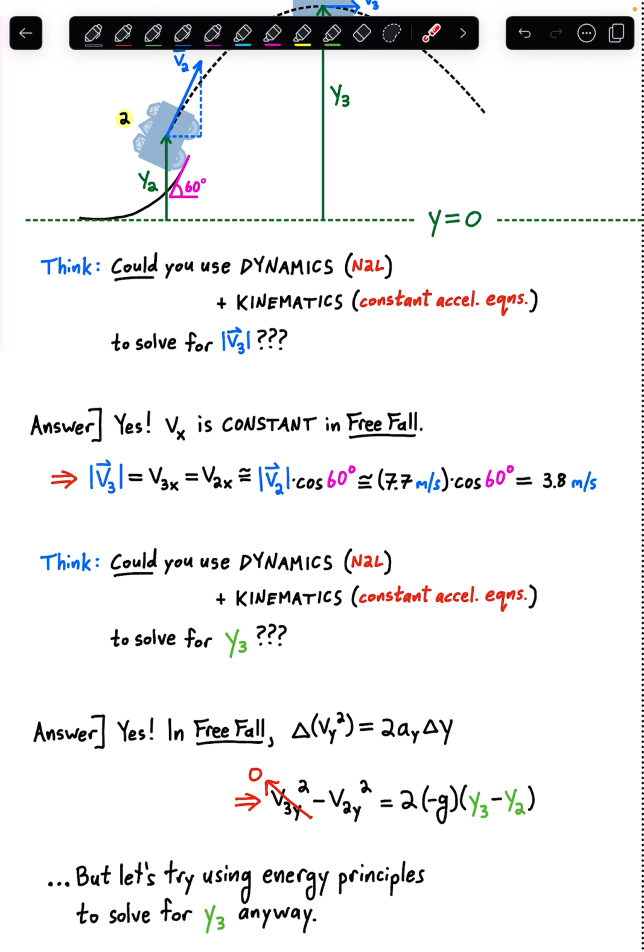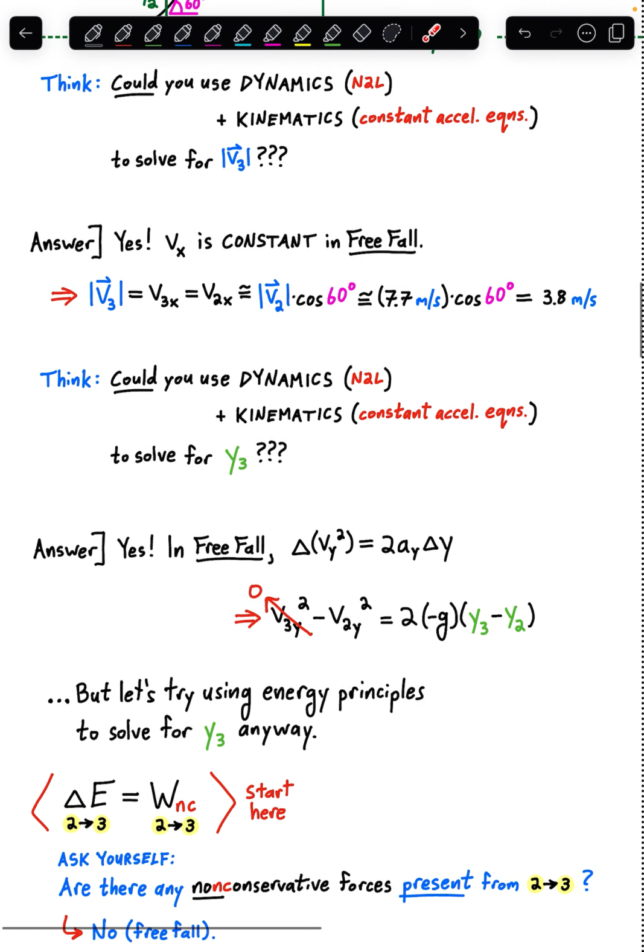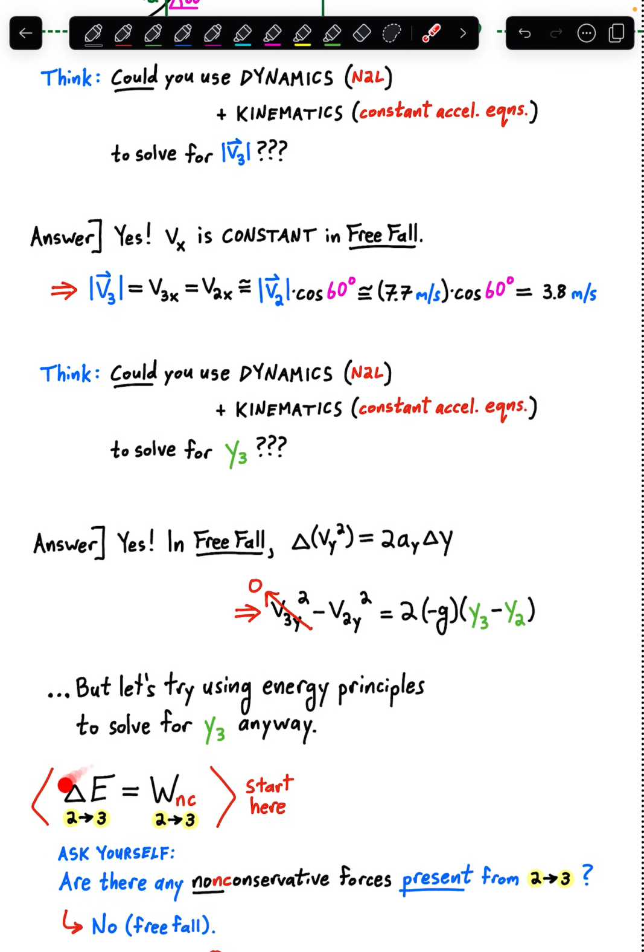Nevertheless, here I want to show how we could use conservation of energy to find that height. And let's end up comparing the two methods. So let's start with the conservation of mechanical energy equation and consider the time interval from moment 2 launch to moment 3, the high point. And whenever using this equation, you have to ask yourself about the right-hand side over here. Are there any non-conservative forces present from moment 2 to moment 3? And we say no. The object is in free fall. The only force on it during that time is gravity, which is a conservative force.